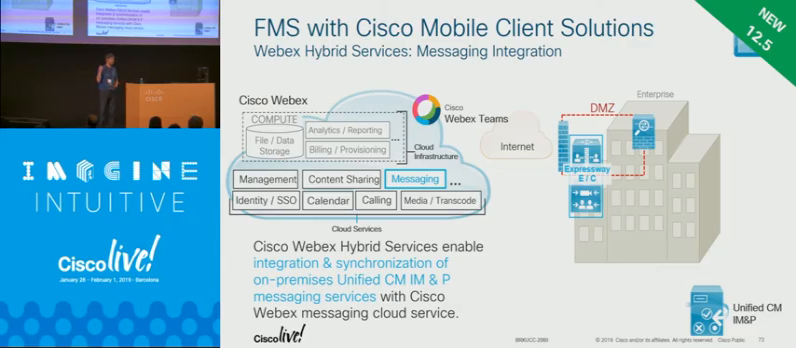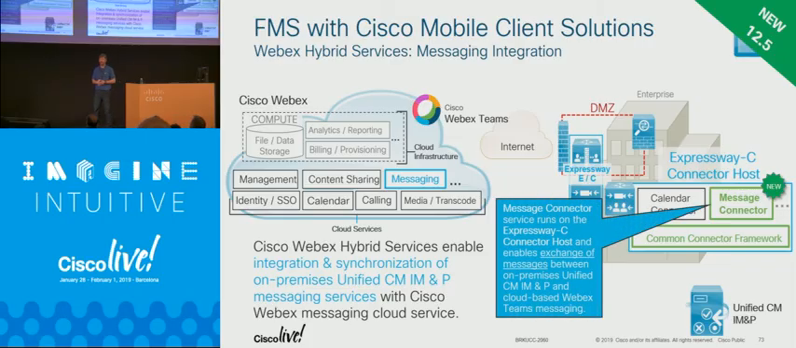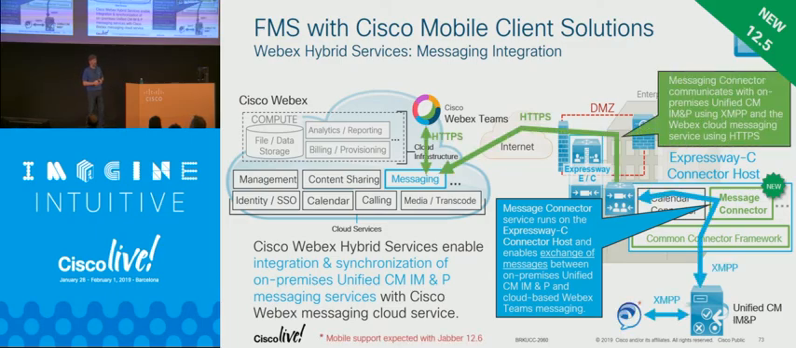I mentioned this early on when we were talking about the various options for hybrid messaging, and this is a new thing that's available with 12.5. And the idea again here, we're going to leverage our connector host again, but this time it's going to be a message connector. But the idea is the same. It's the same kind of function. In this particular case, I'm going to use XMPP for my IM and presence server up to the message connector running on the ExpressWay-C connector host, and then again HTTPS from the connector host out to the cloud, and in this particular case to the messaging service within the cloud and in my particular organization.